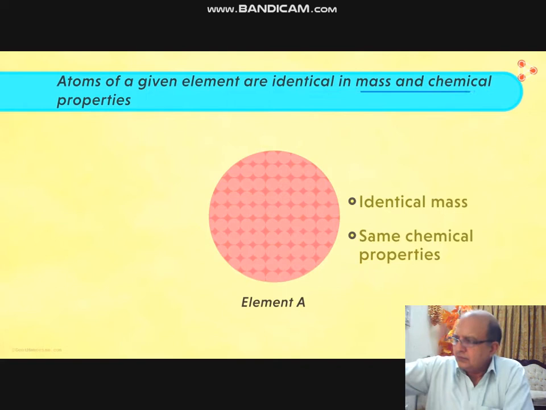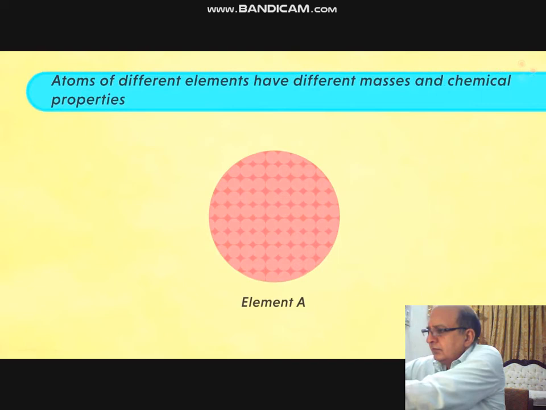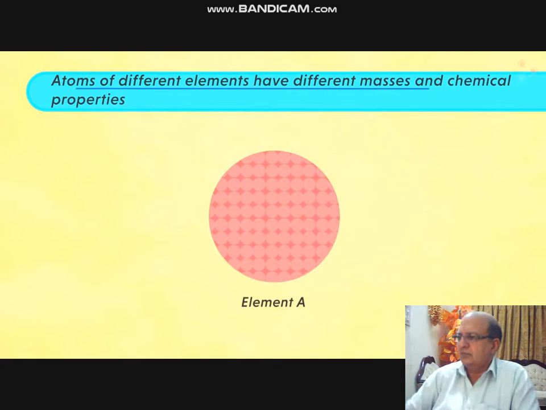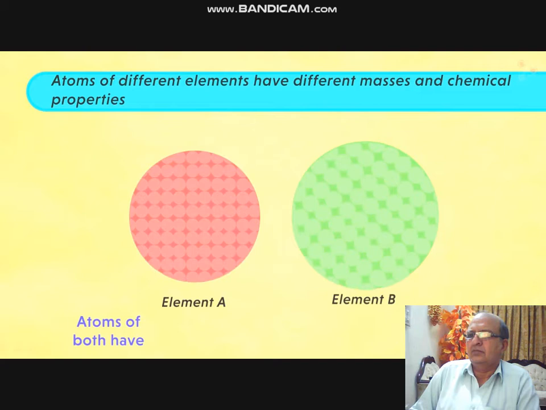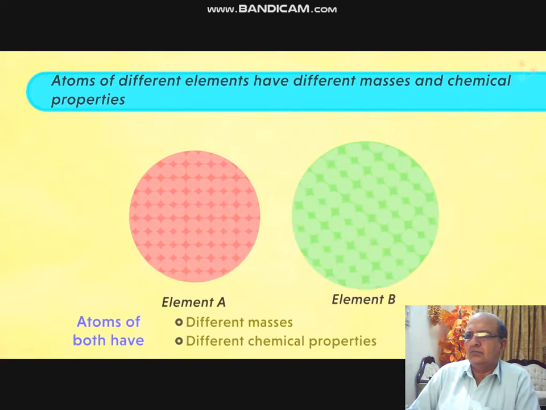And does this explain the fourth postulate too? Yes. The fourth postulate states that atoms of different elements have different masses and chemical properties. So are we able to notice that atoms in element A are different from those in element B? Absolutely. And in what sense are they different? Atoms in element A and B have different masses and even different chemical properties. In simple words, it states that atoms of different elements are different.